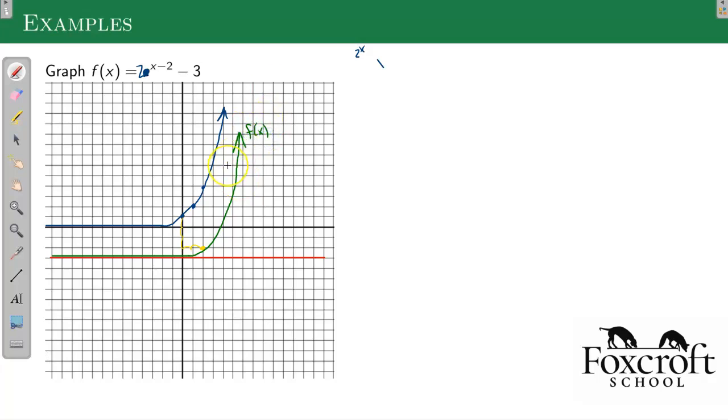It's always important to know what the parent function looks like, the original function, if I hide the subtractions and stuff. So 2 to the x is my parent function, and then I move it around appropriately.